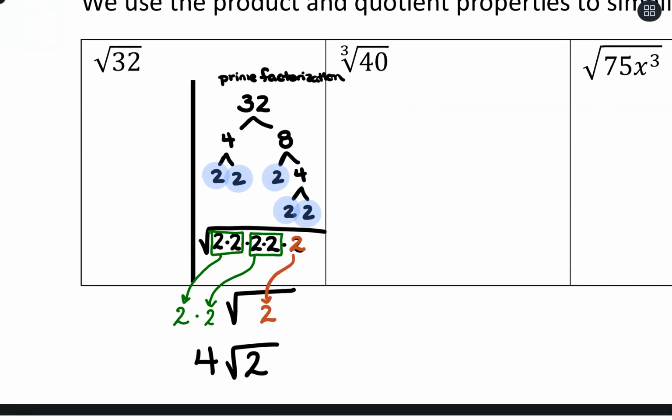So that's the prime factorization. You'd have all your values listed out, and then with the square root, you'd look for pairings. If you have a cube root, you'd look for threesomes. With a fourth root, you'd look for groups of 4. So it adjusts based on the index.